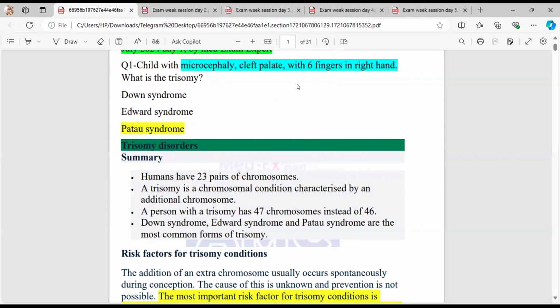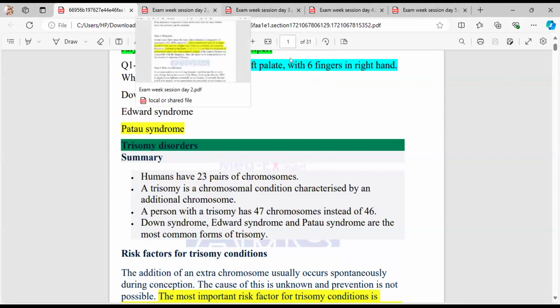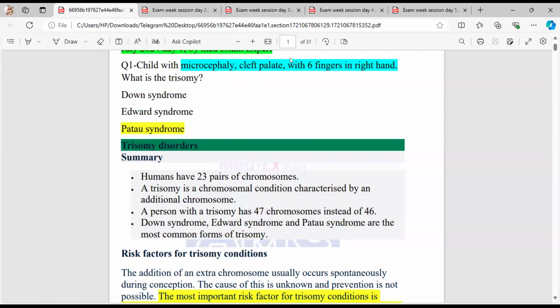Okay, so let's start our question number one. A child with, excuse me, microcephaly. Dr. Abro, are you in Sydney in Australia? No, doctor, I'm not in Sydney. I am in Australia, but I'm not in Sydney, doctor. Okay. Thank you. Sorry about that.